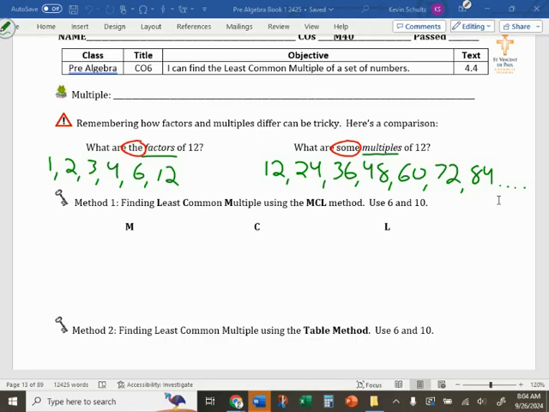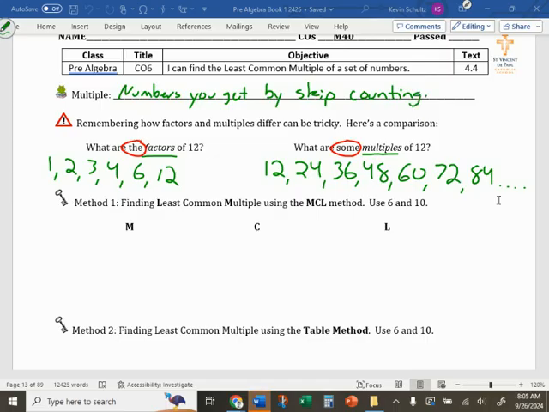I'm asking you, what would be a good definition for a multiple? A number that 12 can go into. Let's call it numbers you get. This is a very informal definition, by the way. I'm trying to make it so you can kind of understand it here. Numbers you get by skip counting.